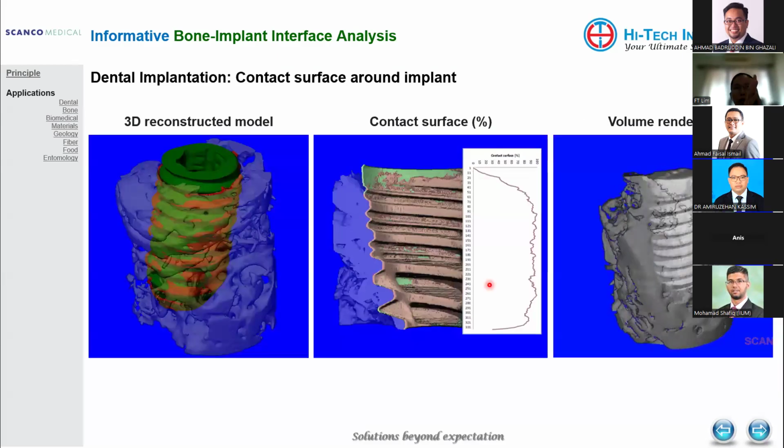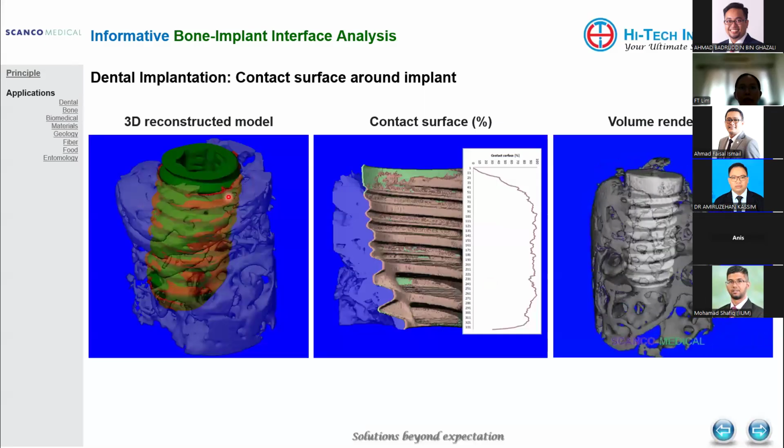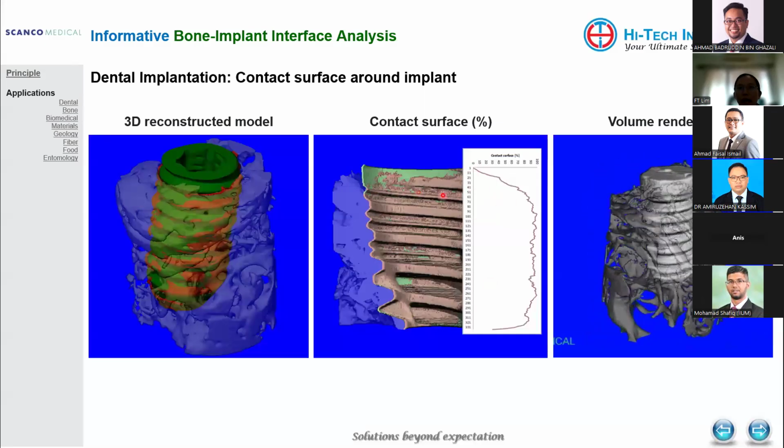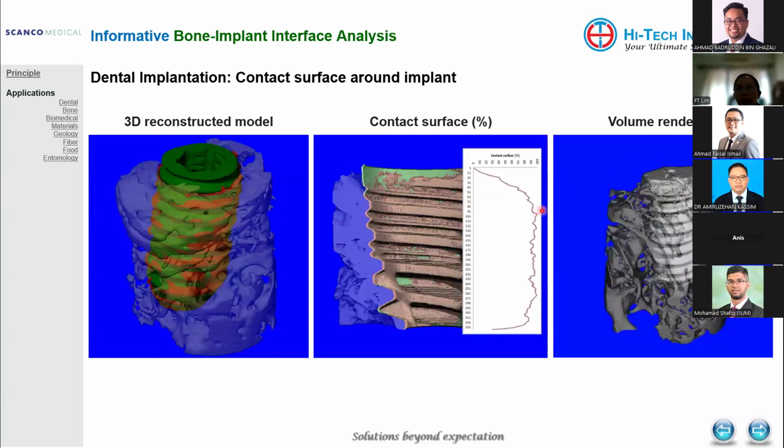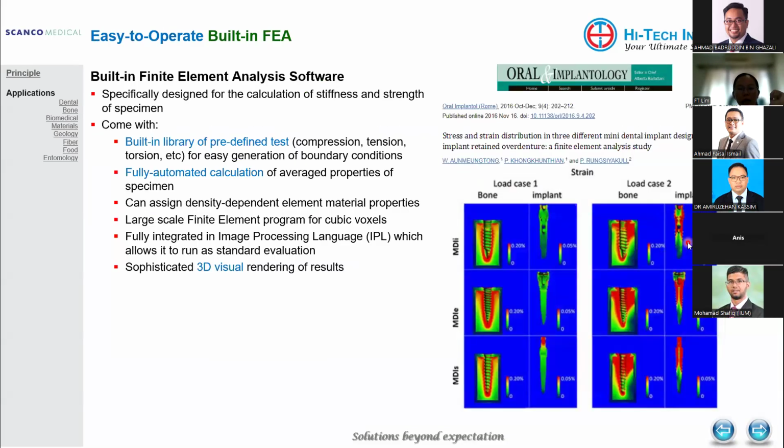And we can also convert this red color into percentage. So every single line or every single pixel of it can give you a percentage of the contact surface between the bone and the implant. And of course, we can do an animation to do the volume rendering. And some researchers would also like to do simulation, using a software to calculate how well the implant is being loaded into a bone.